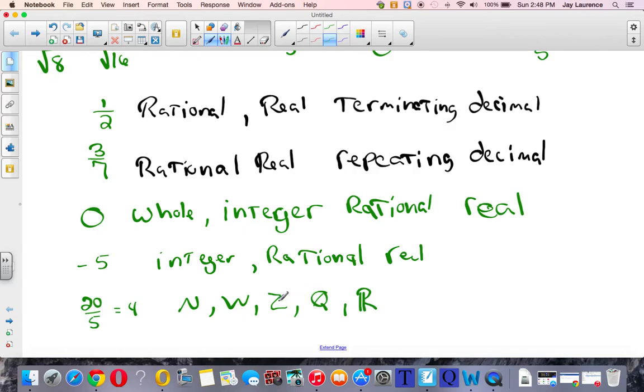I know you don't know those symbols. I've used them before. They'll be on a worksheet I'm going to give you tomorrow in class.